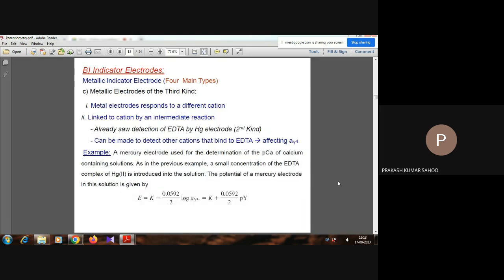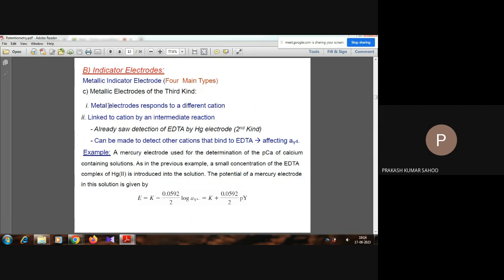And then the third type: the metal electrode responds to a different cation linked to the cation by intermediate reaction. So two things are there: the different cations are here, and these are linked to intermediate reactions. Then we have the same thing, that is EDTA by mercury electrode, the second kind.